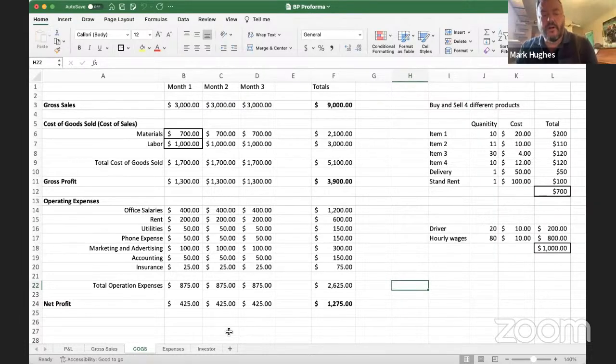And the labor totals 1,000 kwacha every month.